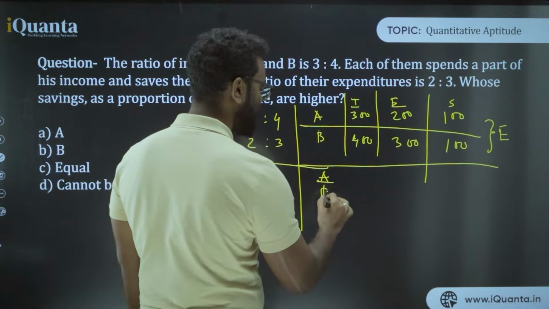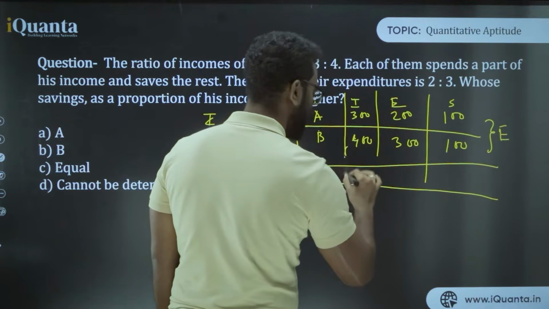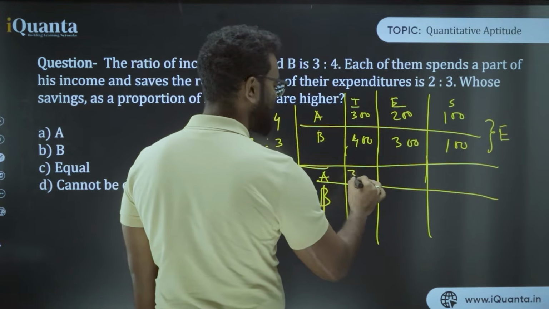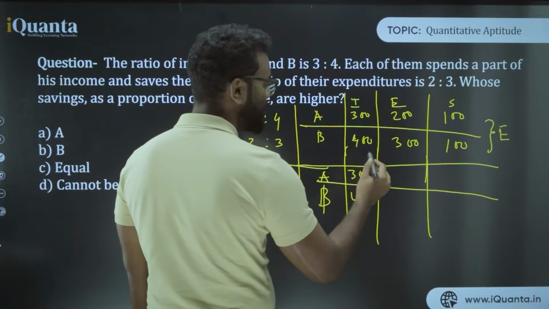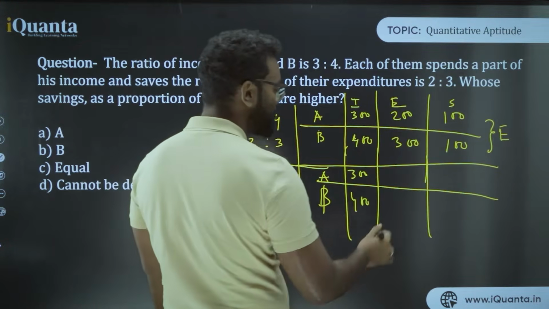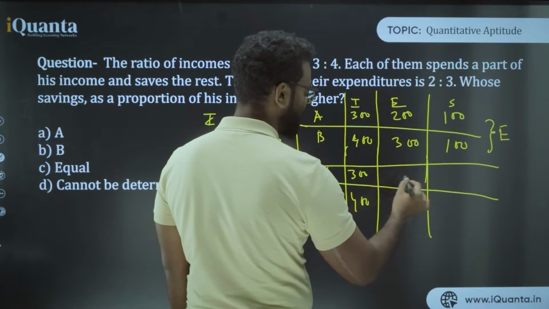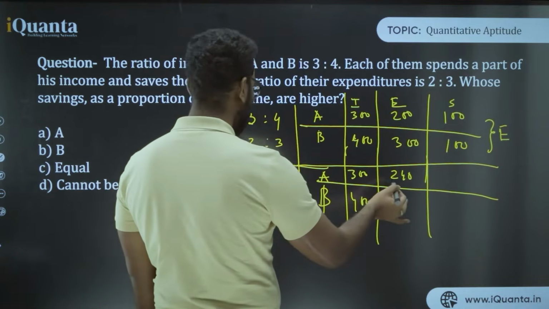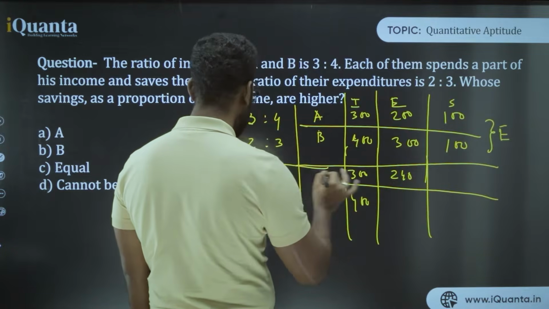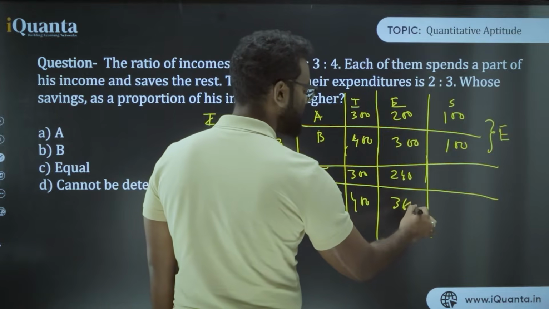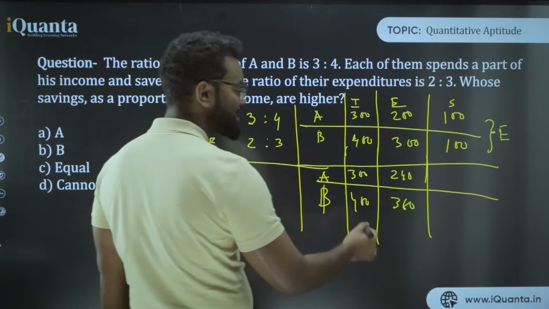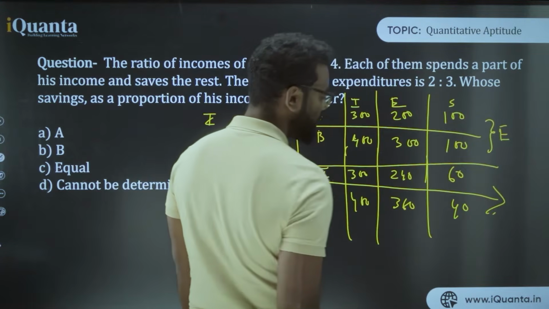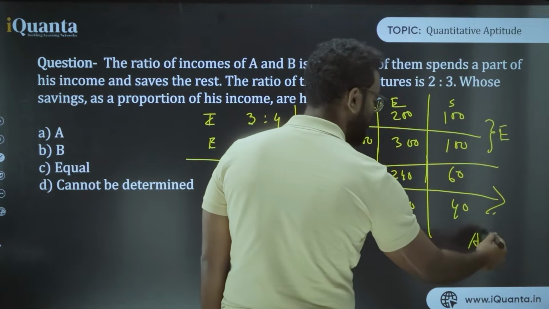Fair enough. Let's take the second case, A and B. Here the income is 300 and 400 fixed, and the expense is 200 and 300. But I can take the expenses as whatever I wish, say 240, but it has to be in the ratio of 2:3. So if the expense for A is 240, B has to be 360, because 240 to 360 is 2:3. So what are the savings? The saving here is 60 and here is 40. So this is more than this. In case of savings, now A is more than B.